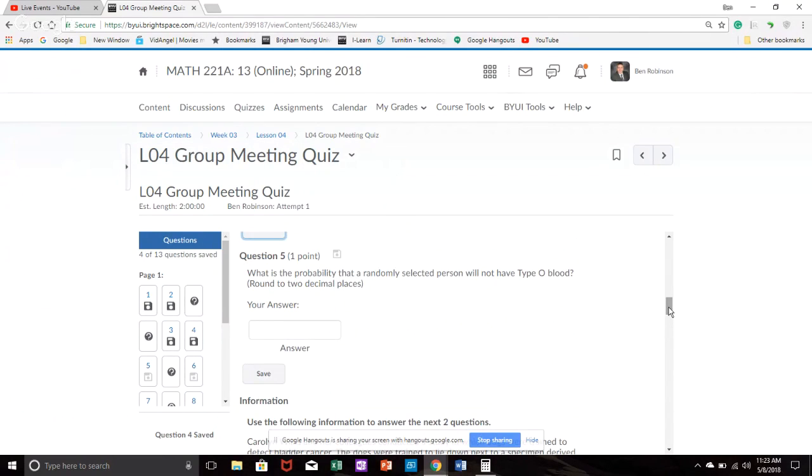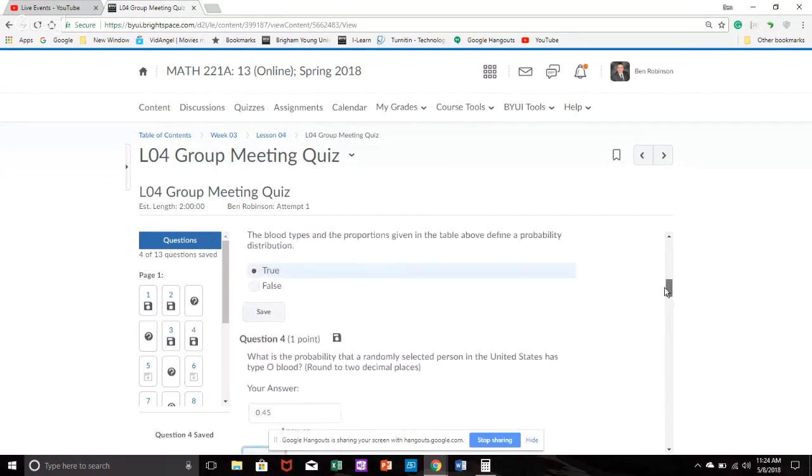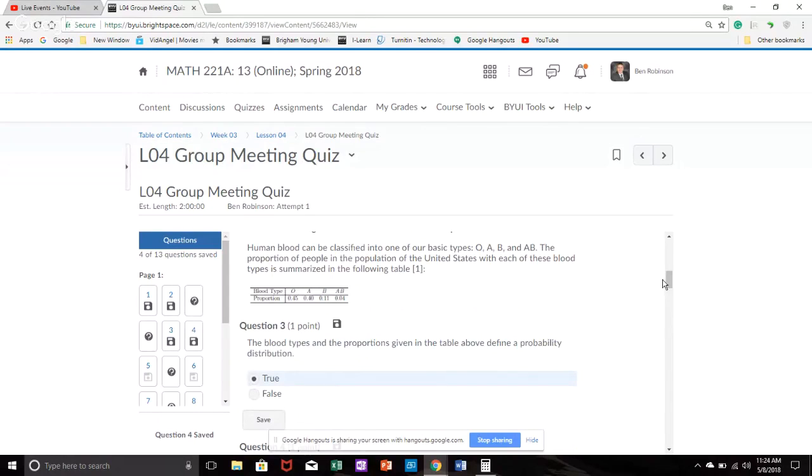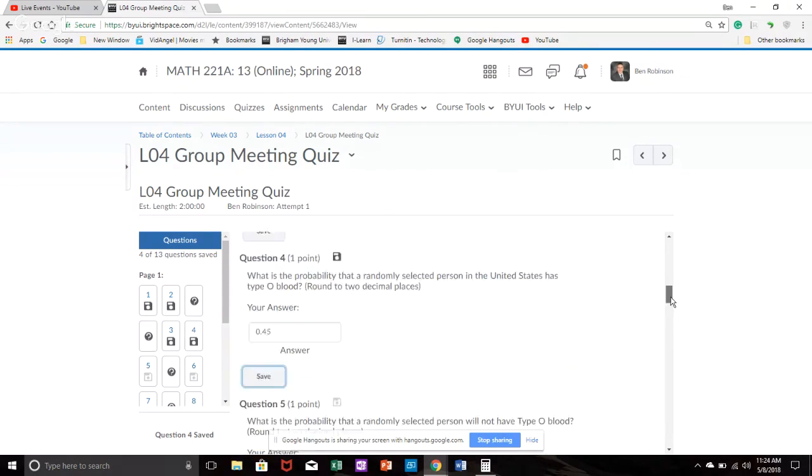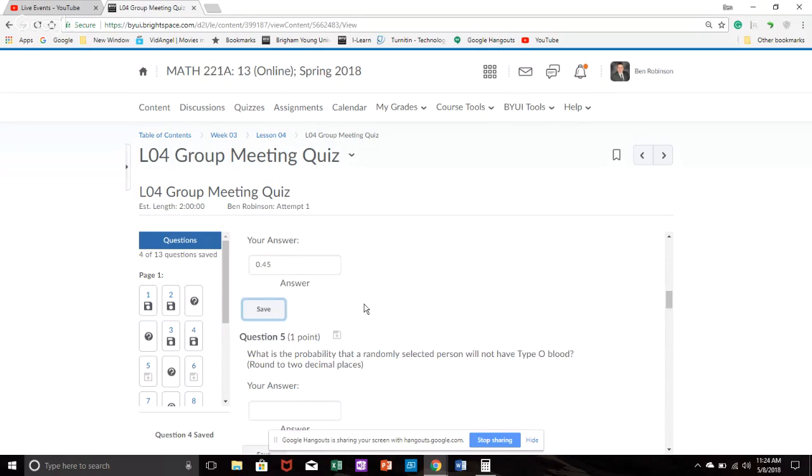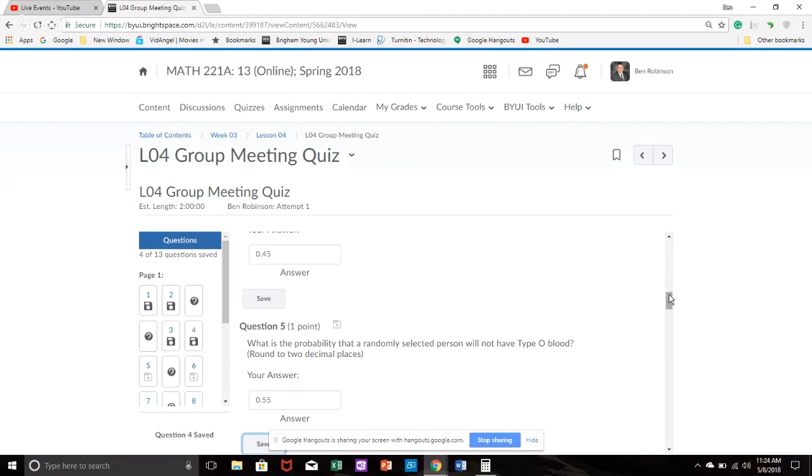Okay. Number 5. Nydia? What is the probability that a randomly selected person will not have type O blood? Okay. It is 0.55. Yep, I agree. Because it's just 1 minus 0.45, right? Okay. Yeah.